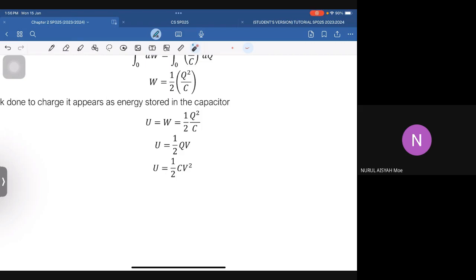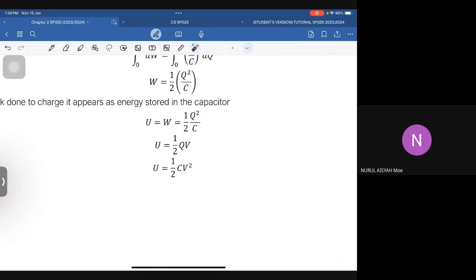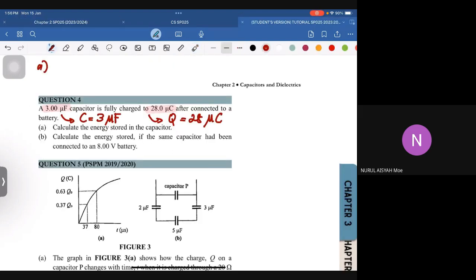So sekarang ni di question bagi kita Q dengan C. So kita check lah mana satu equation yang kita boleh guna. So kalau direct sepatutnya kita guna yang inilah, half Q square over C. So from here that is the energy stored lah, half Q square over C. So from here, half, this is 28 micro, divide by C, which is 3 micro. So this one you will get 1.31 times 10 negative 4 joule.